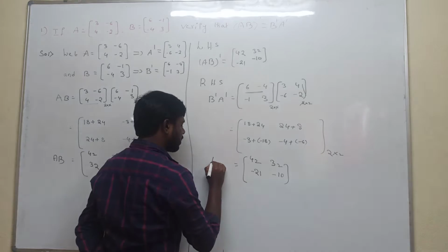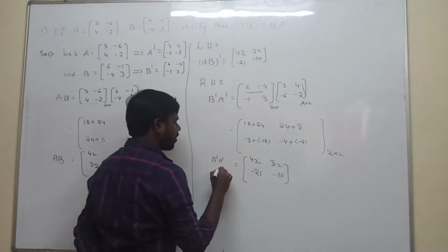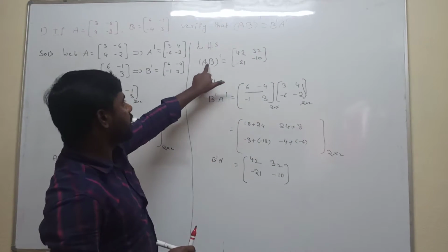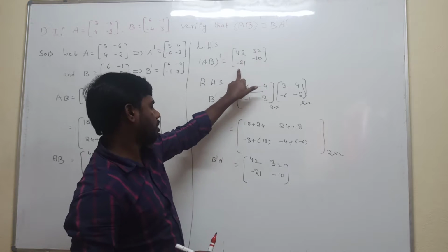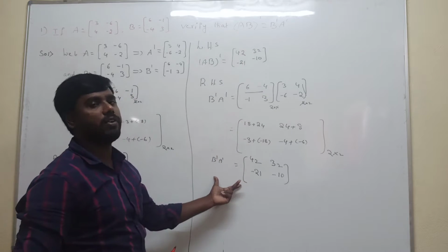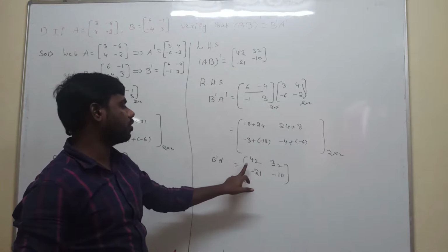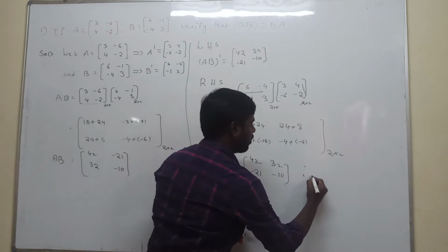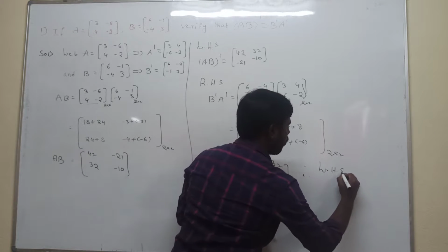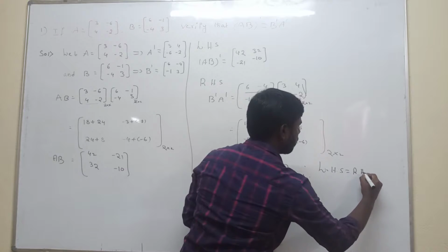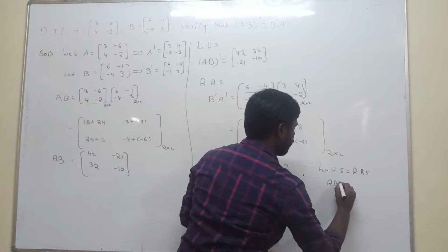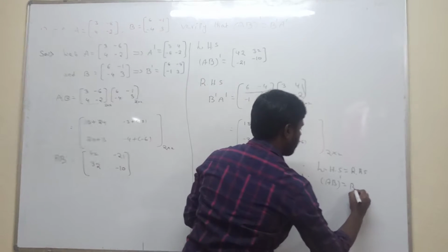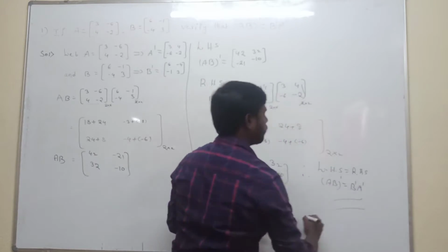Observe both LHS and RHS. Both matrix element values must be the same. Here AB whole transpose is 42, 32, minus 21, minus 10. So the right hand side value, B transpose A transpose, is also the same. That's the right conclusion: LHS is equal to RHS, and the property is AB whole transpose is equal to B transpose A transpose.